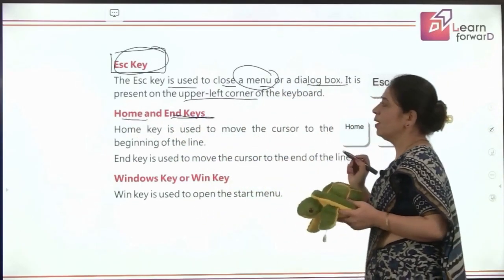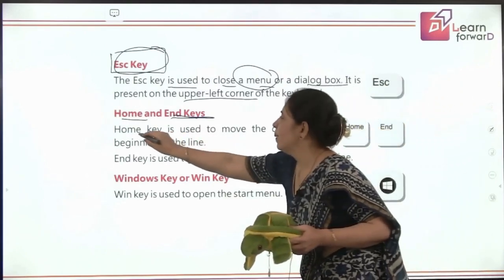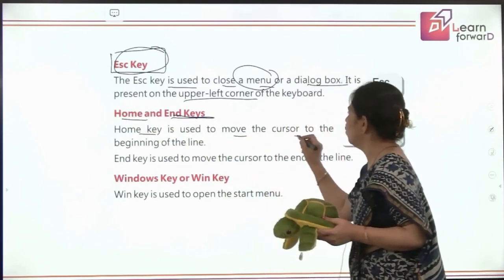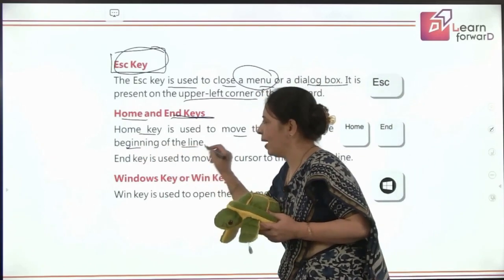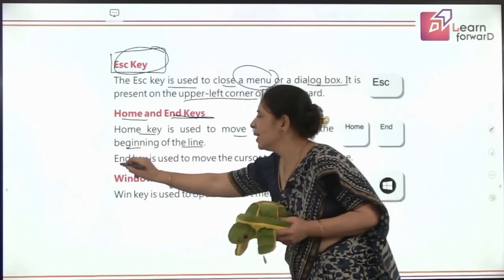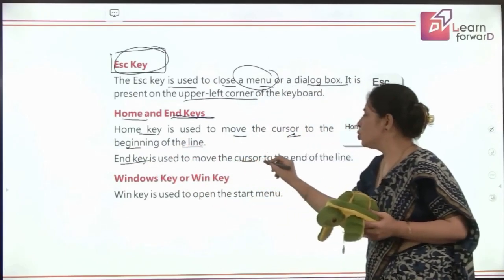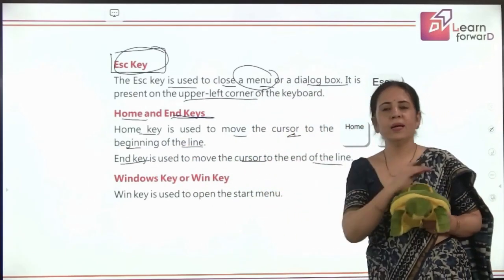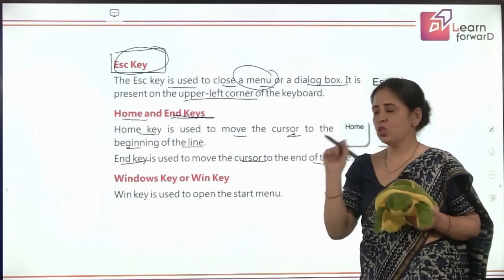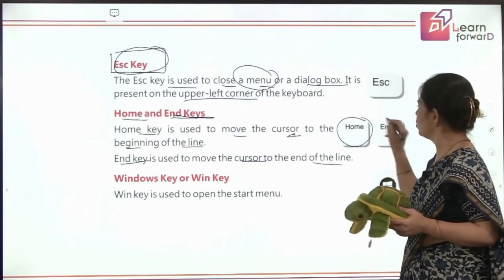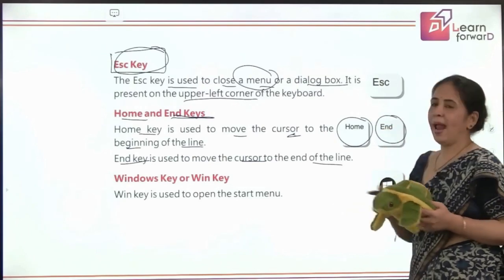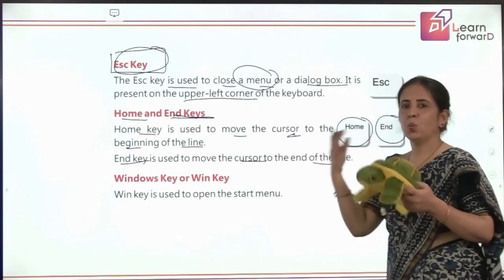Now we come to the home and end keys. So children, the home key is basically used to move the cursor to the beginning of your line. And when you press the end key, it is used to move the cursor to the end of the line which you have written. So we have to make use of these home and end keys to get your work done quickly.